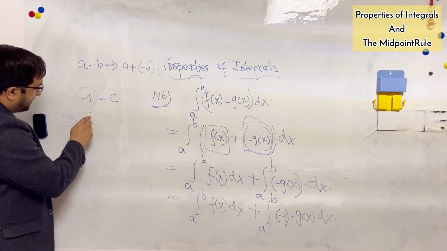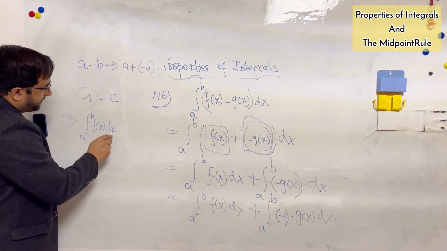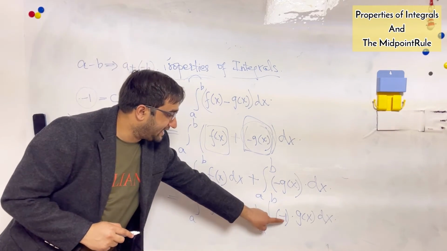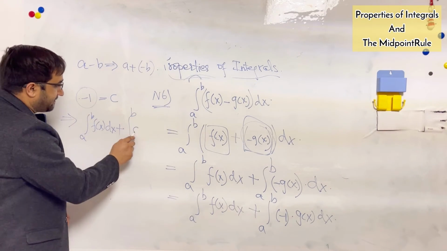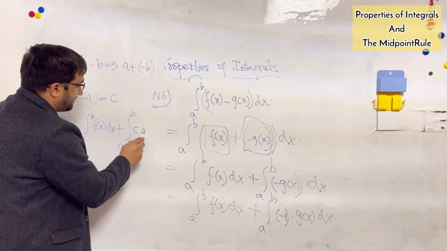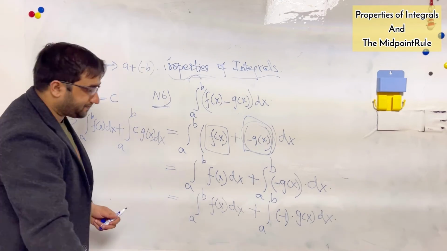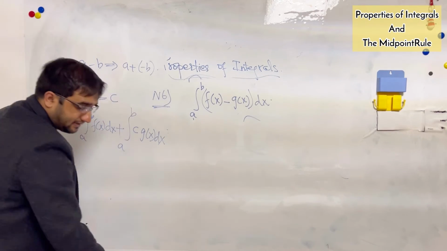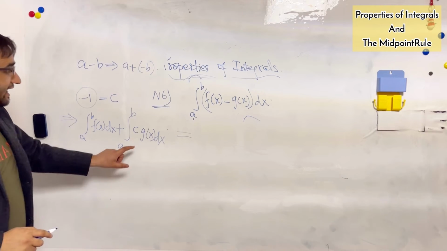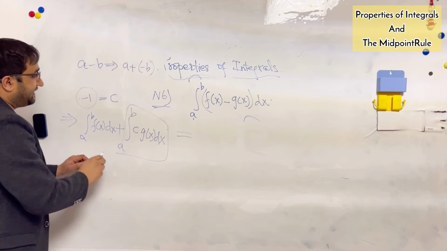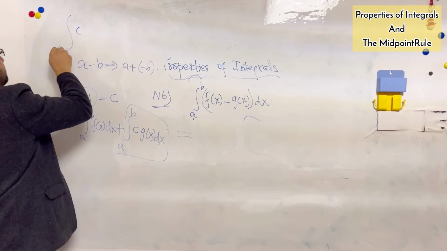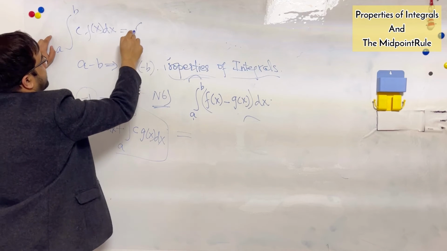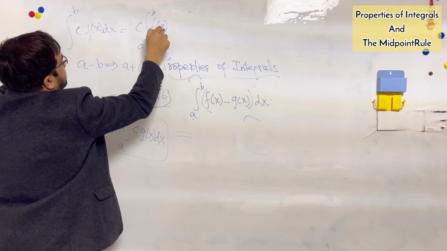This is integral a to b f of x dx plus integral a to b, I am replacing the negative 1 with c, a symbol for the constant, into function g of x dx. Now I know a rule which says that if you have integral c f of x dx, then you can keep this c outside. So you can write it as c integral a to b f of x dx.